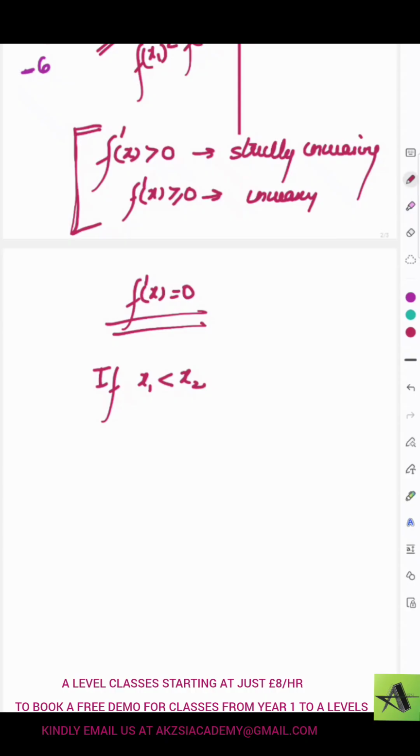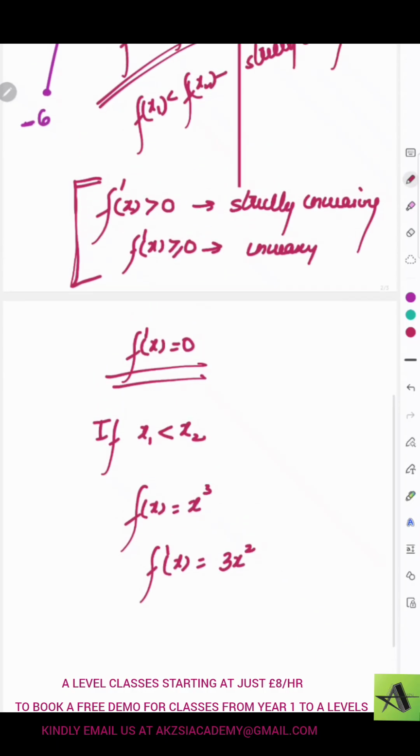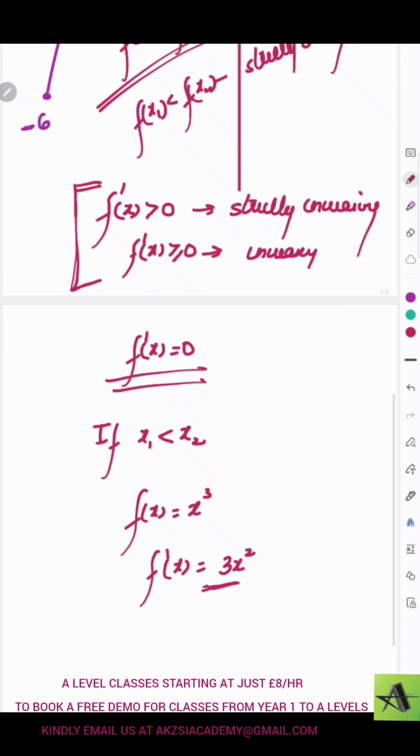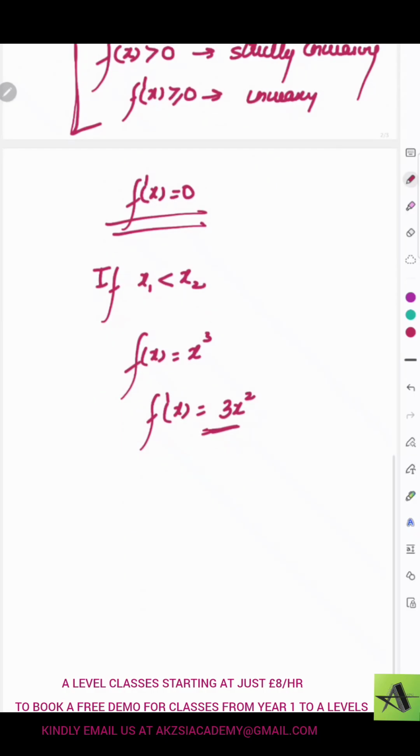Say for example, we have a function f(x) equals x cubed. So let me find f dash x. This will give me 3x squared. Now clearly I want to know whether this is increasing or decreasing, and what would be the domain, basically the values in which I'll get it increasing or decreasing. So clearly it doesn't matter which value of x I put here, I'll always get it positive.